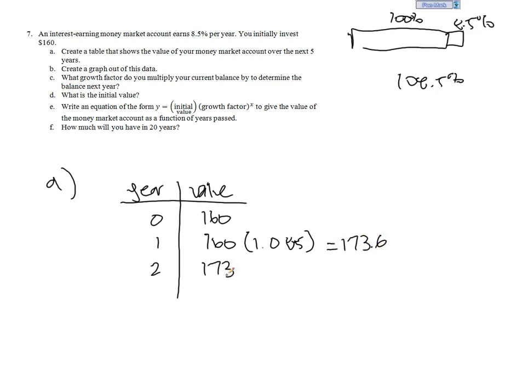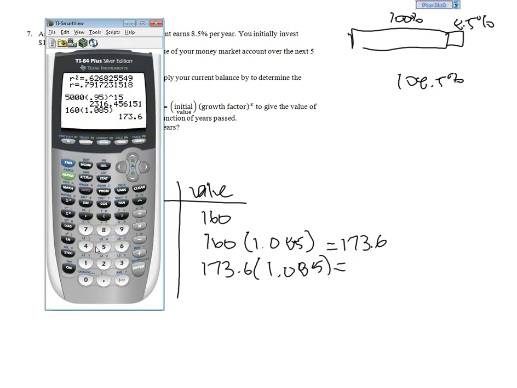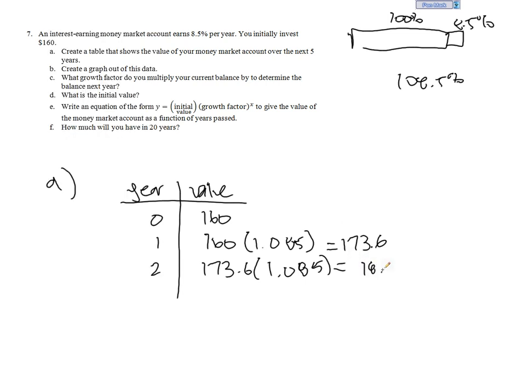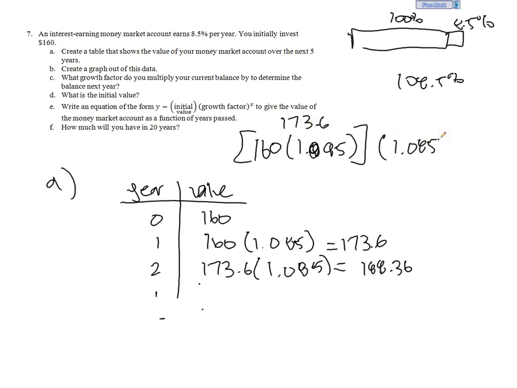Then that amount is going to grow by 8.5% the following year, and so we would get that amount times 1.085, and that gives us 188.36, or $188.36. And now we notice a pattern in that we started with 160, adjusted it by 8.5%, and that gave us 173.6. Then we took that amount to get the following year's balance and multiplied it by 1.085. So really, to get this value, we took 160 times 1.085 squared.